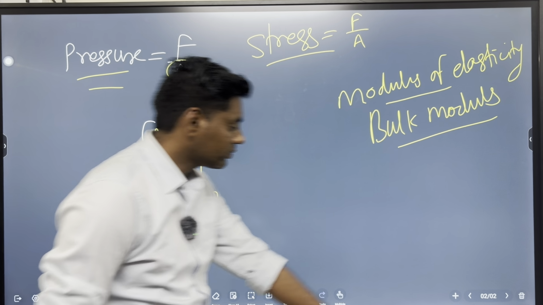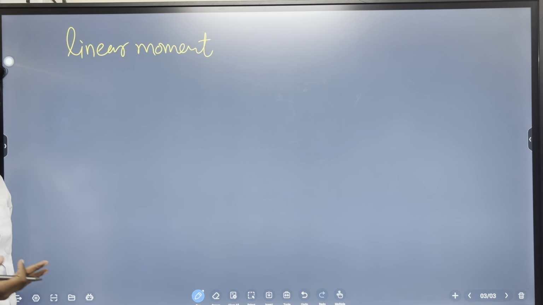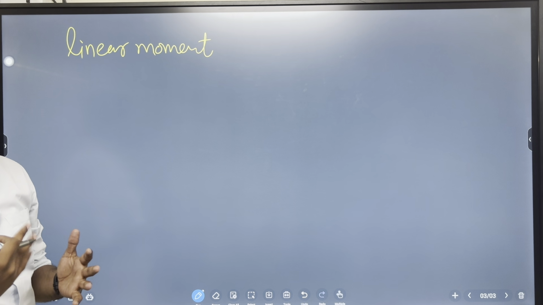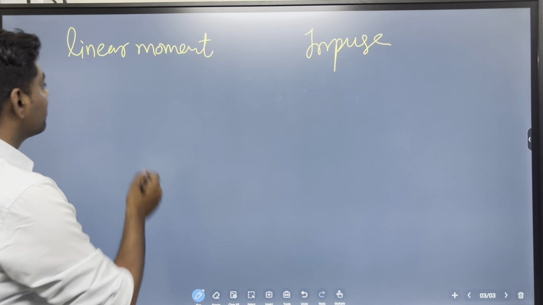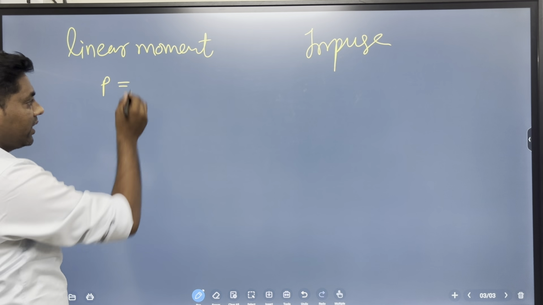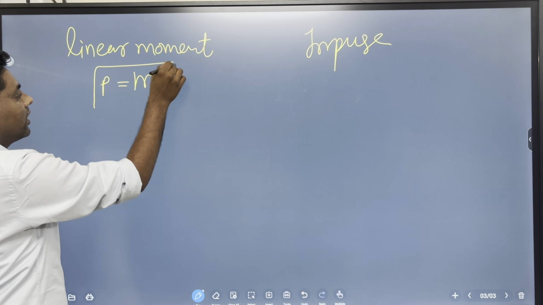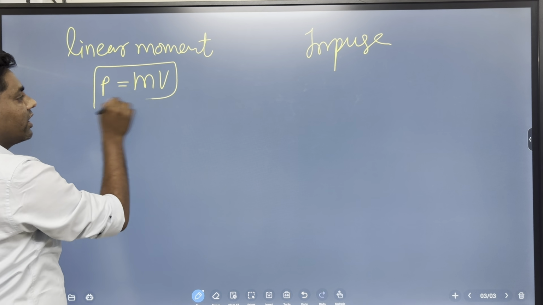Next, linear momentum. Remember, many times they ask which quantity has the same dimensional formula as the linear momentum, and that is impulse. What is the formula for linear momentum? It is denoted by the letter P, mass into velocity. And the formula for impulse, denoted by the letter J, equals force into time.